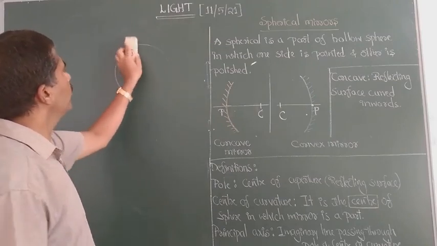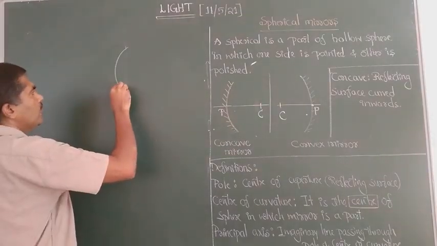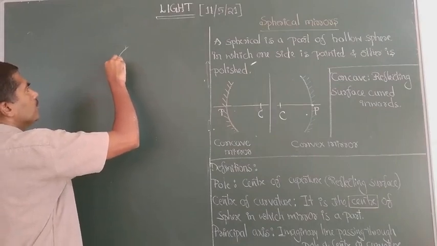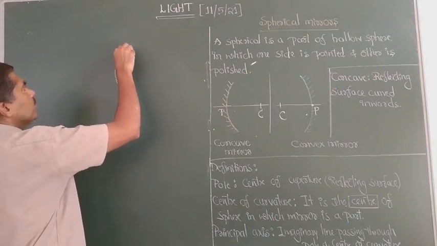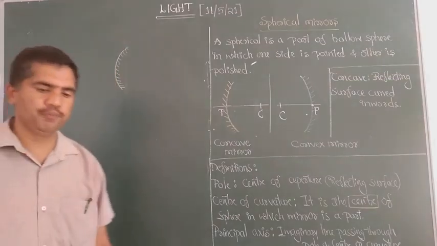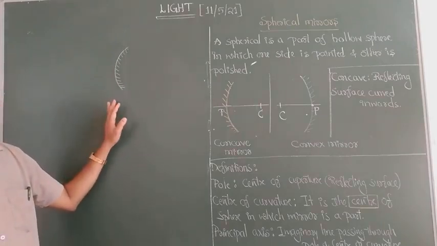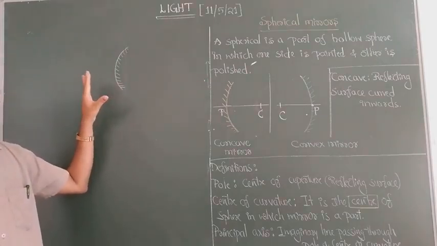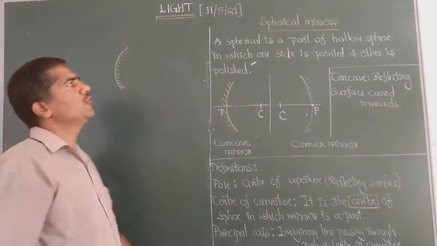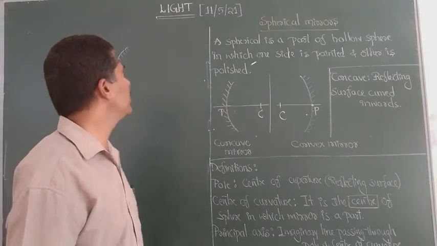Now for this small portion, let us imagine we are painting one side, and the other side we polish it. One side is painted, the other side is polished. It is a part of a hollow sphere. Now this has become a spherical mirror. What kind of spherical mirror is this one now?